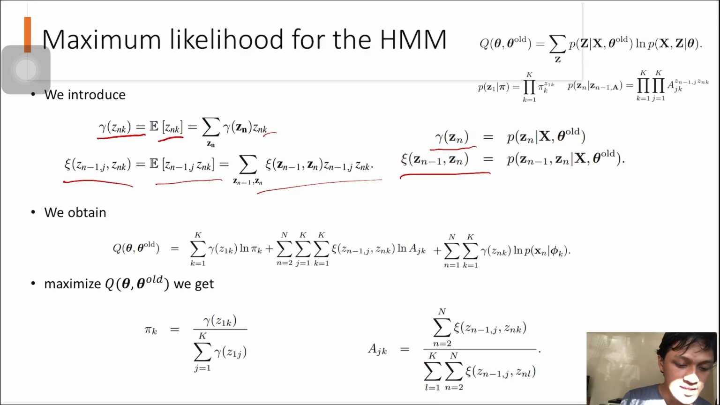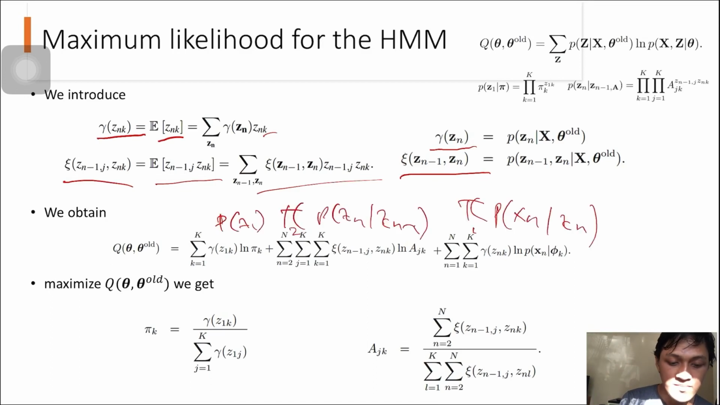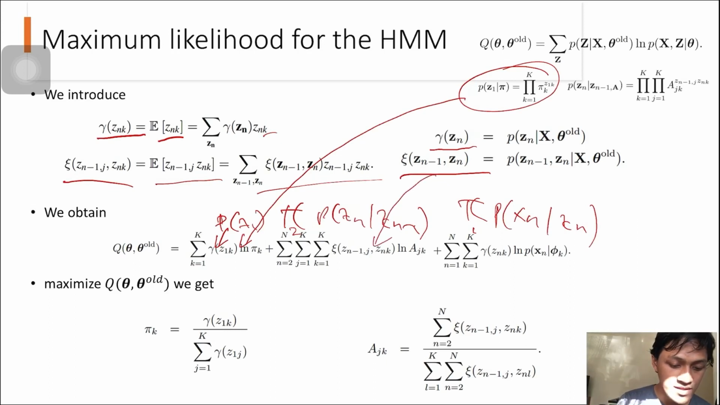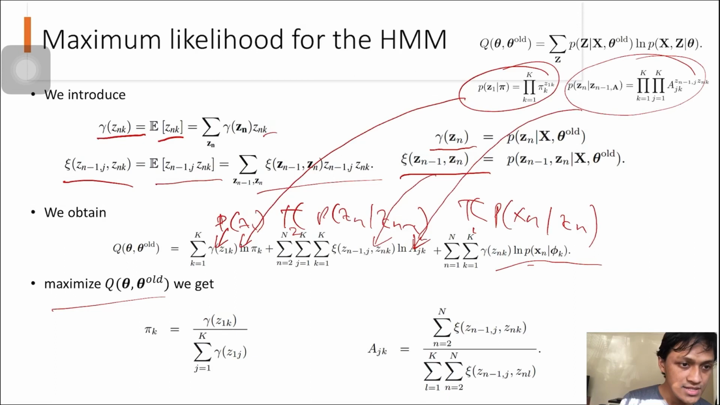By substituting this and our previous parameters, pi and A: from our first observation, we know that the first z doesn't have a parent, so we only have pi here. By substituting this, z1 is equal to this, and for the rest it just follows the formula here, using epsilon(Zn-1,j, Znk). Because we have parameters A, the transition probabilities, here we have A_jk. For the last term, we use gamma(znk) times ln p(xn | phi_k). So maximizing this in the M step with respect to pi and A, we have this result.